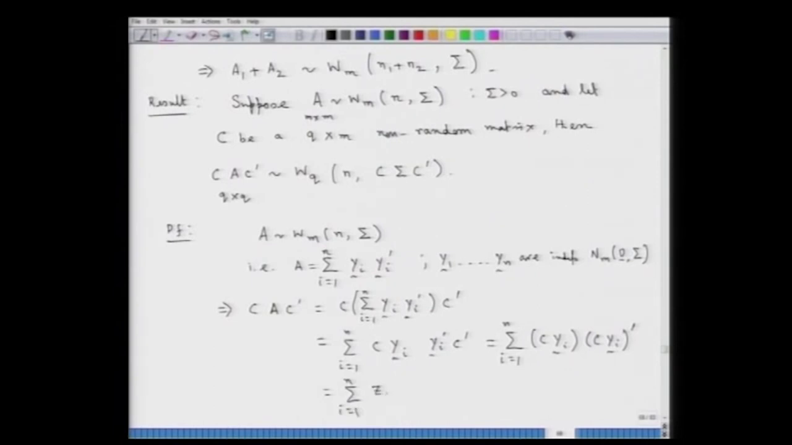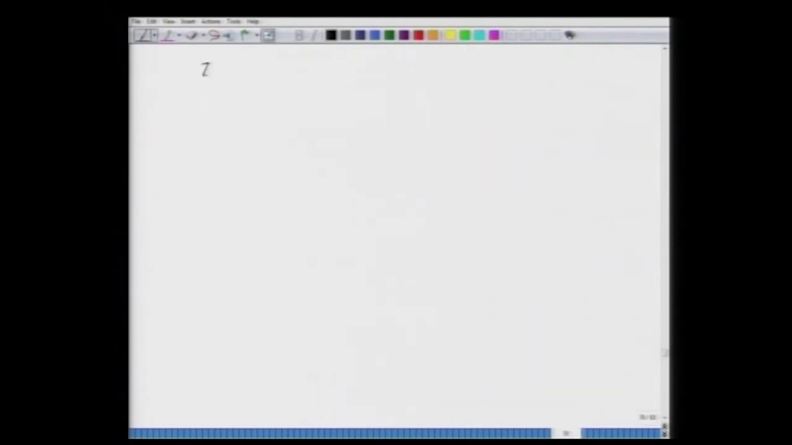Now, let us write this in a new notation as z_i z_i transpose, where this z_i is a new random vector which is C times this y_i random vector. Now, what is special about these z_i quantities? This z_i, which is C times y_i, where C is a non-random matrix. From the properties of a multivariate normal distribution, what is the distribution of this z_i? Now, C is a q by m matrix, and y is an m by 1 vector. So, this is going to have a multivariate normal distribution of dimension q with a mean vector. The previous mean vector of y_i was null, and hence this also remains null, and the covariance matrix of C y_i is C times the covariance matrix of y_i times C prime. So, this is C sigma C prime.